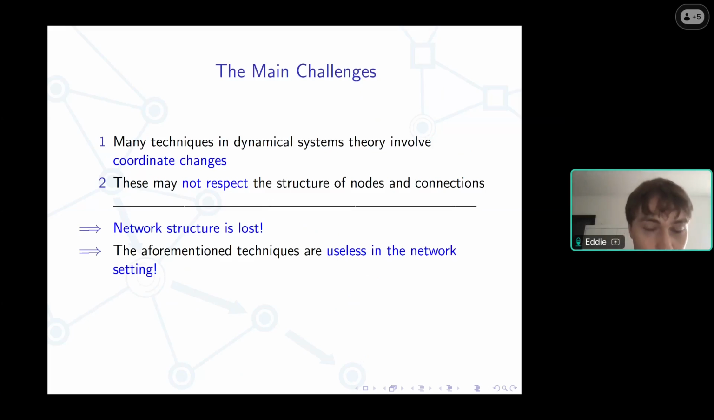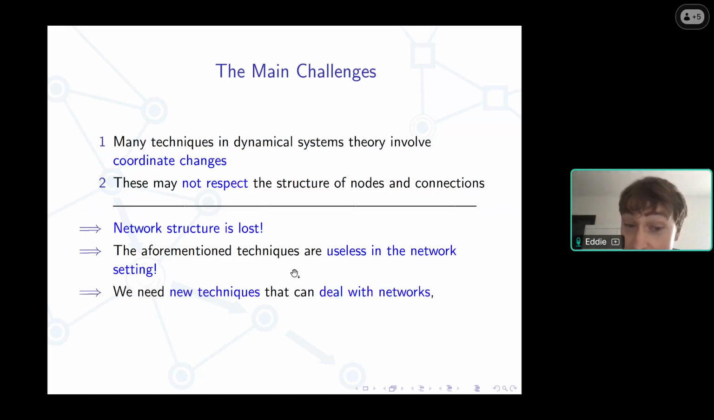And so we either need new techniques that can deal with networks, or maybe rethink the idea of networks completely. The solution that I'll present will be somewhere in between, as will be clear later on. Let me give a very concrete example of a technique that seems to fail quite badly when it comes to network dynamical systems, but I will actually tell you that it's not so bad.